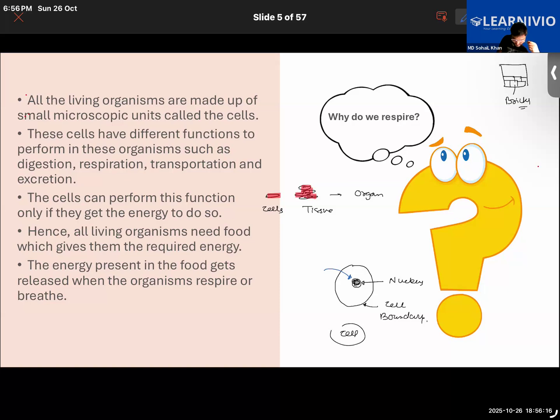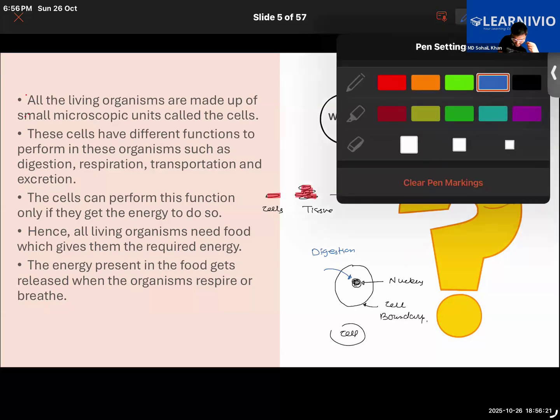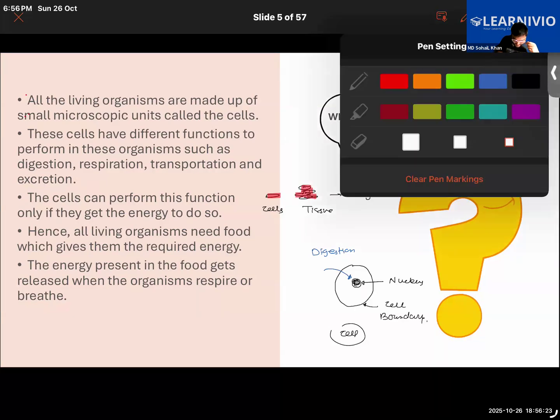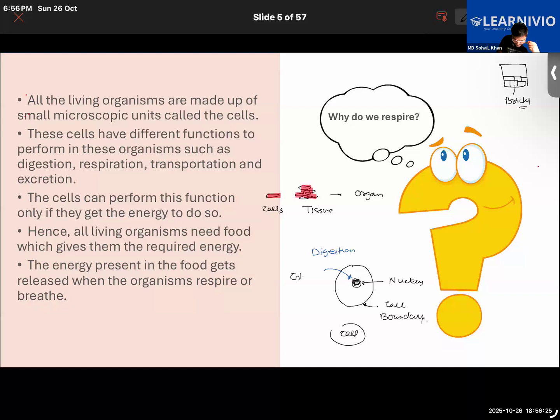It needs to perform digestion. The food that it takes in has to be digested by it. Suppose this is where the food is inside the cell. This food needs to be distributed to each and every part of the cell, so it needs to be carried, transported. So it needs to do transportation also.